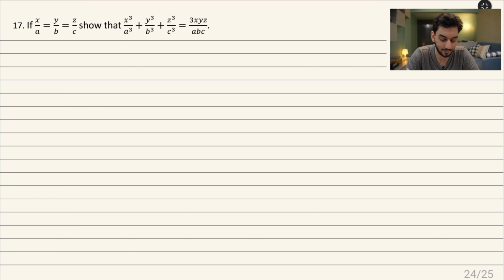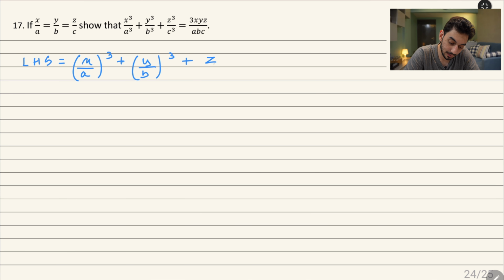I will start with my left hand side. Can I write my left hand side to be equal to x upon a the whole cube plus y upon b the whole cube plus z upon c the whole cube? Yeah, that looks really fair to me, because laws of indices obviously.